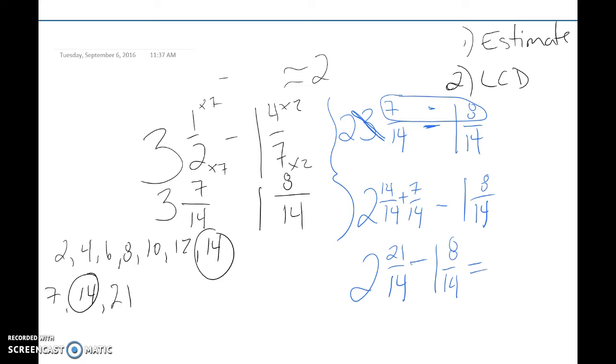And now I can subtract. 2 minus 1 is 1. 21 minus 8 is 13 fourteenths. 1 and 13/14. So there you have the subtraction part. You could also change this to an improper fraction if you want. We did that once. But I just wanted to show you regrouping. This 14 over 14 is the one whole that I stole from the 3. I stole it, made it into a fraction.